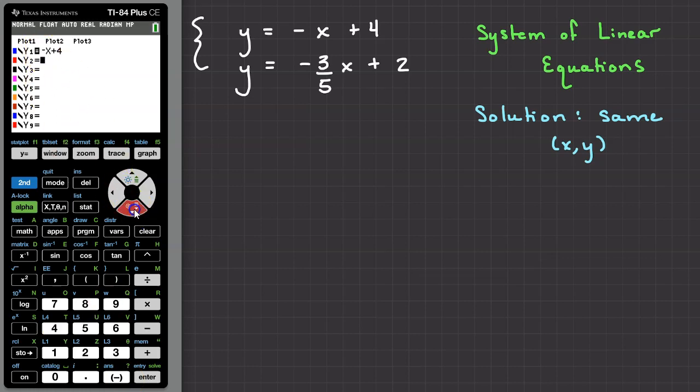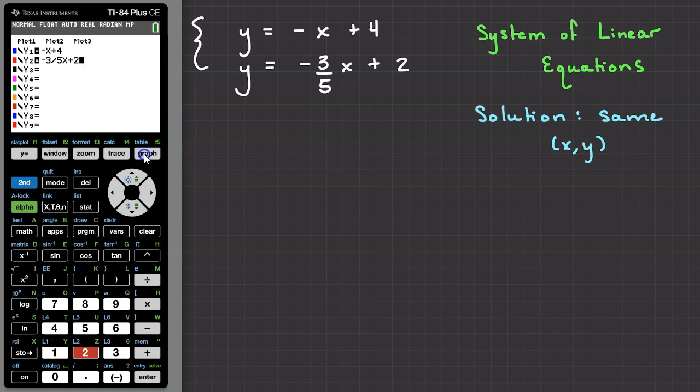Use the cursor to go down to the line marked y2. Here we'll enter our second equation. This time it's y equals negative 3/5 x plus 2. I typed negative 3 divided by 5 followed by the x plus 2. Another note, be sure that you're using the variable x, which is below the mode button and above the apps button on your calculator. Do not use the alphabetical x, which is accessed using the green alpha button. They are not the same to the TI calculator.